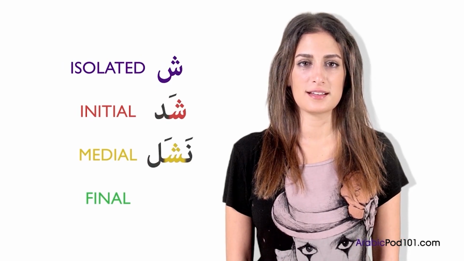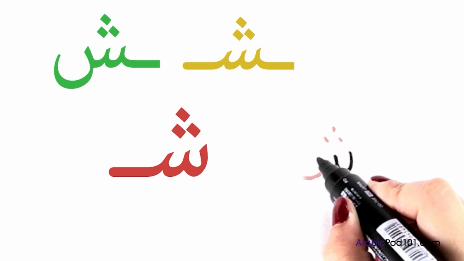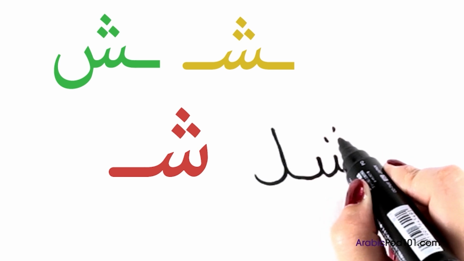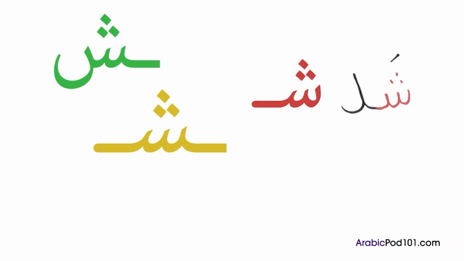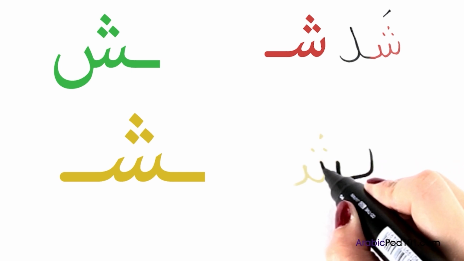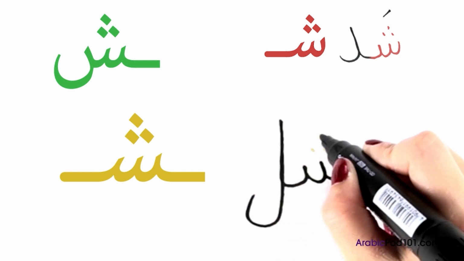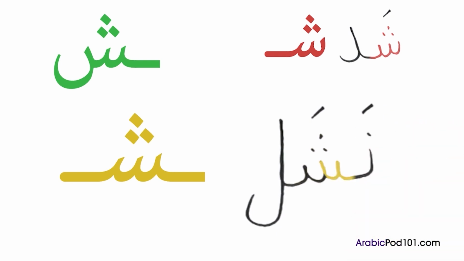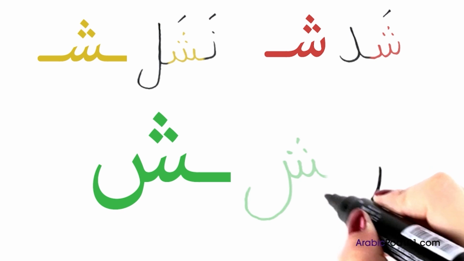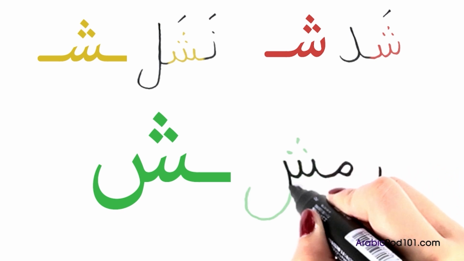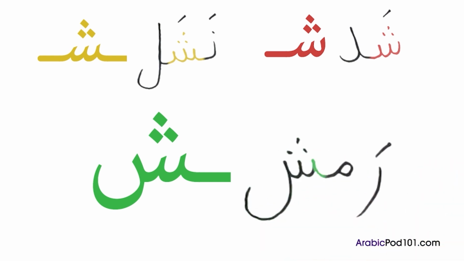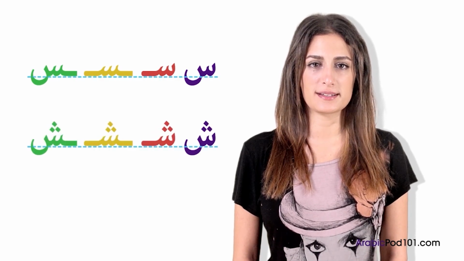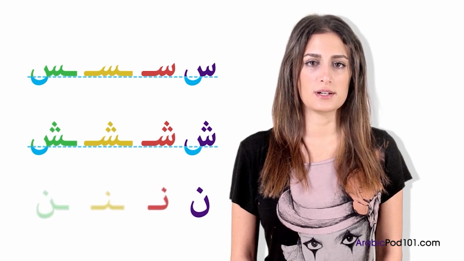Now let's see the rest of the forms. Initial, medial, final. Here's how to write them. Shin. Note how Sin and Shin dip underneath the line when they are in the isolated and final forms, just like the Noon we learned in the first lesson of this series.